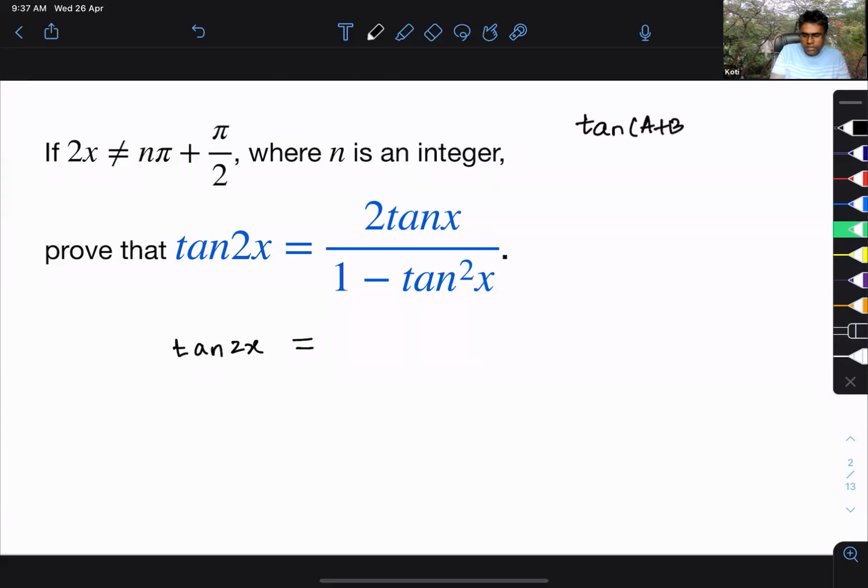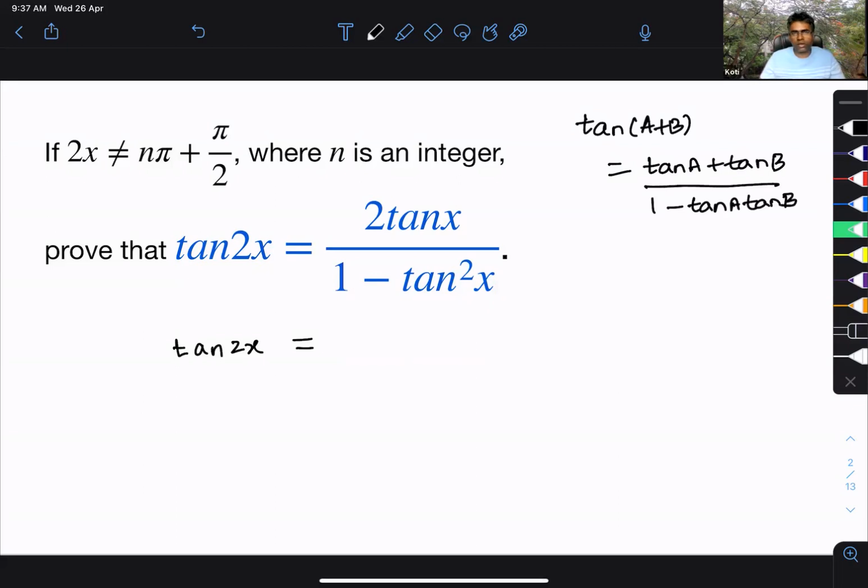Okay, so what is tan a plus b? We have tan a plus tan b divided by 1 minus tan a into tan b. This is one approach. The other one is, if you want, you can write it as sin 2x by cos 2x. Either way is fine. I think we will try and use this.